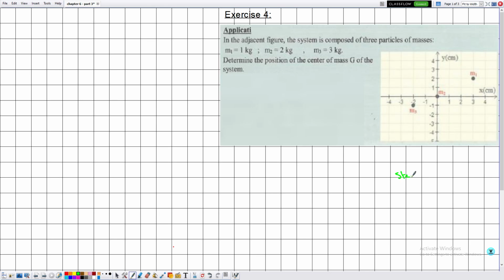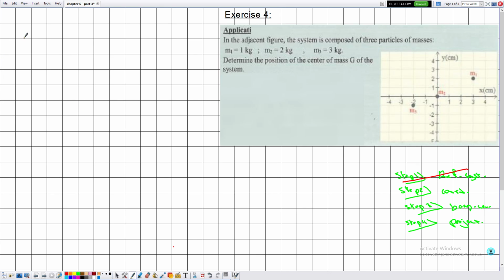Step number 1, which is the reference system. Step number 2 is the coordinates. Step number 3 is to write down the Barycenter formula. And step number 4 is to project. As for step number 1, notice that in this case it is already done for us, so we are done with step number 1. Now step number 2 is to write the coordinates of the center of masses of the different particles.